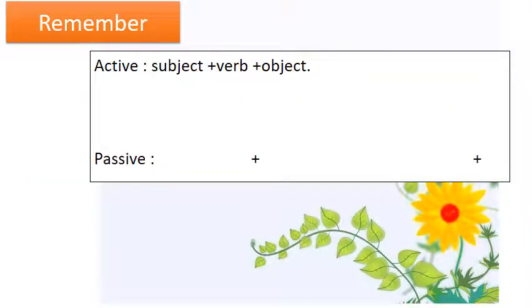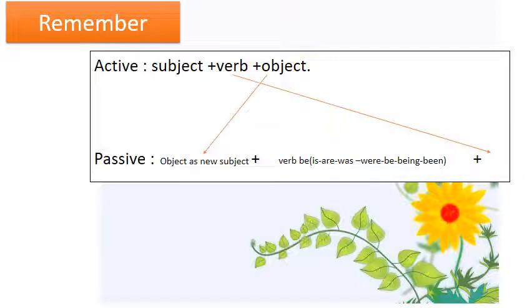Then let's remember that we have active. The active always has subject, verb, object, and in the passive I have to take this object into the passive to be the new subject, and then I have to bring the verb to be. The verb to be is either be, is, are, was, were, being, according to the sentence, according to the tense. Okay, and then I'm going to take the past participle of the verb.